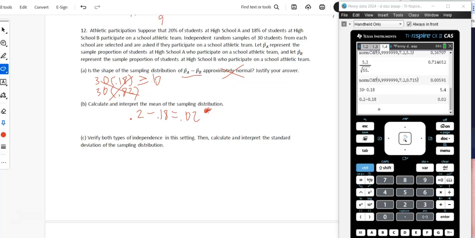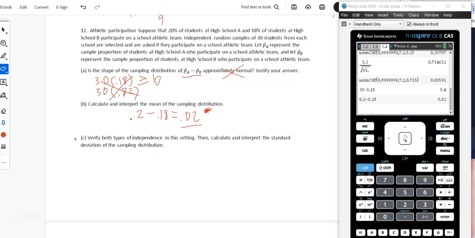So if we took every possible sample of size 30 from both populations, both high schools, and found the proportion of students who play an athletic sport, then the average difference of the population proportions would be 0.02. Something like that, I think, would work. Verify both types of independence in the setting. Then calculate and interpret the standard deviation.